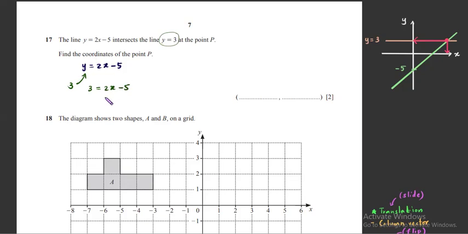I'm going to take the minus 5 to the other side. That becomes plus 5, so that makes this 8. 8 is equal to 2x.